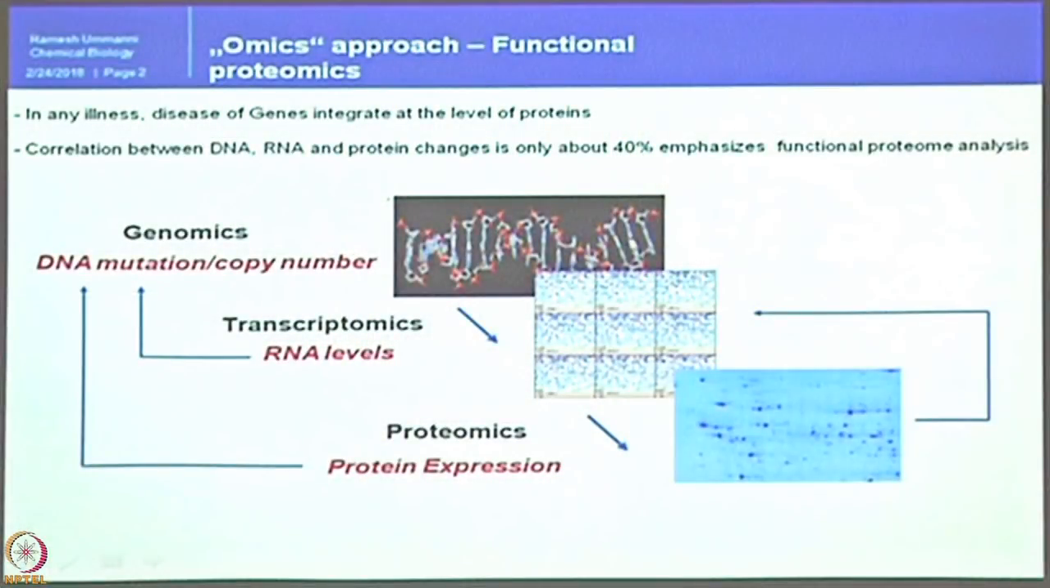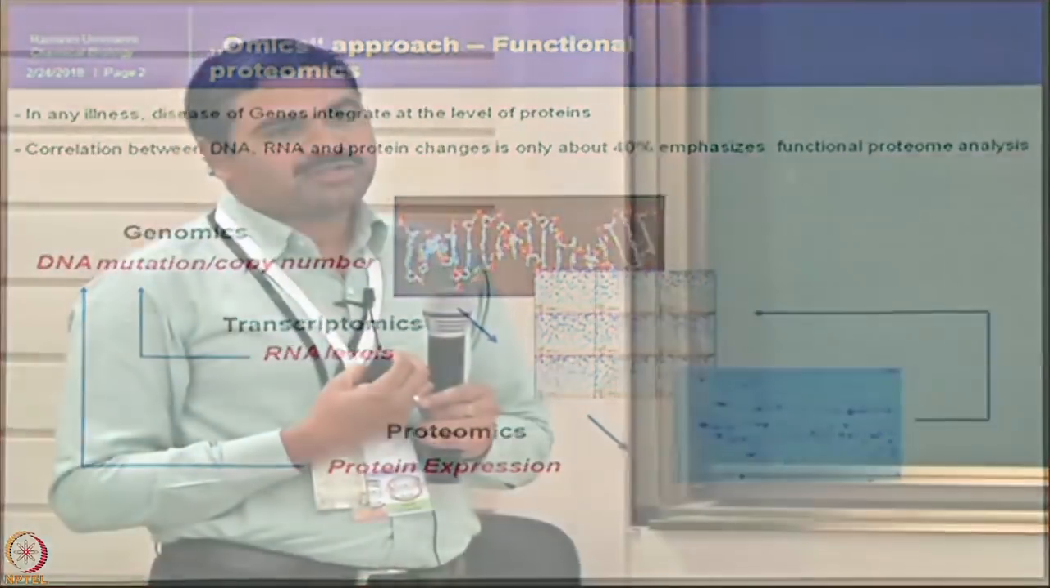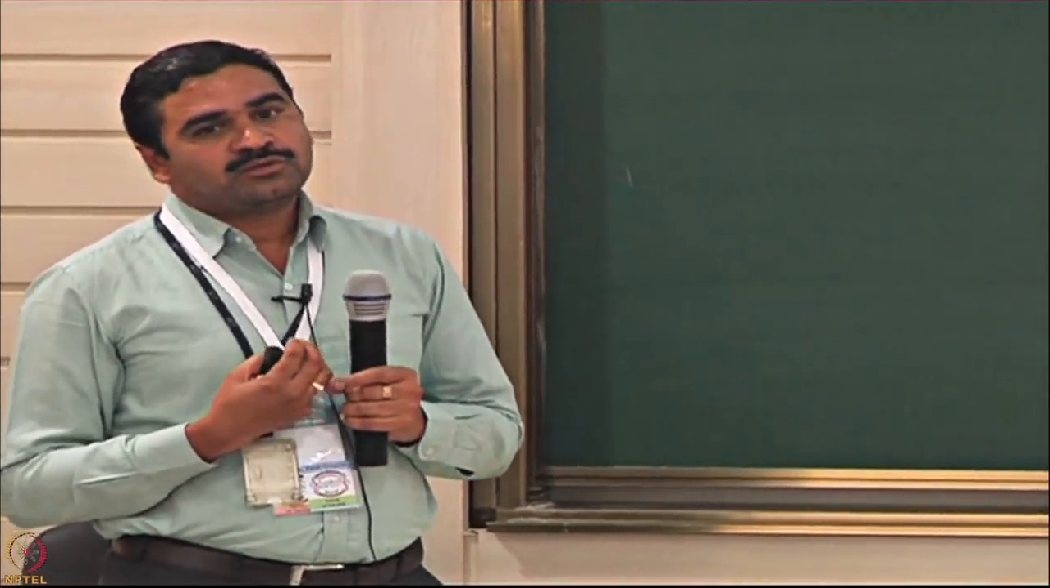When you look at the correlation between the transcriptome and proteome level, again it is very poor, only 40%. So ultimately, between protein and genome, the correlation is not more than 30% on average. I should also emphasize that proteomics has evolved and advanced much in the recent past to address many biologically relevant questions which are unanswerable by any genomics or transcriptomics approaches.